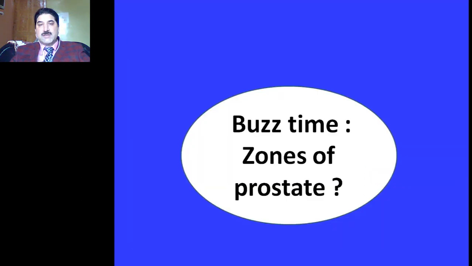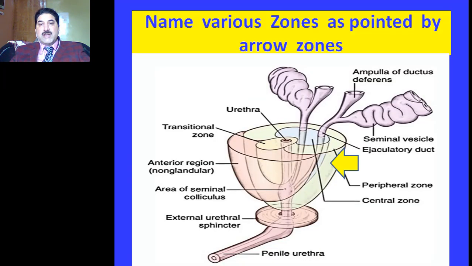Let us go for a buzz to describe the zones of the prostate. This zone of the prostate is demarcated by this arrow. It is a cup-shaped zone of the prostate surrounding both the central and transition zones. So it is the peripheral zone of the prostate.